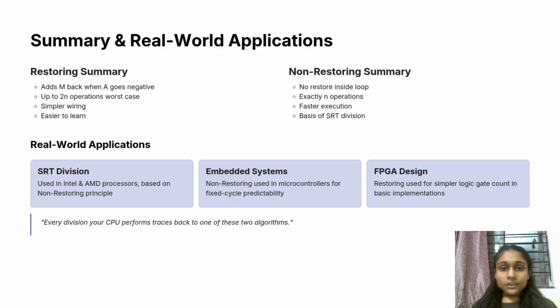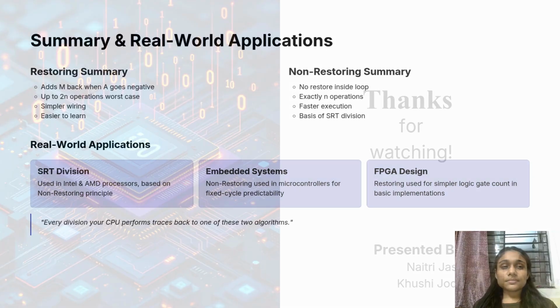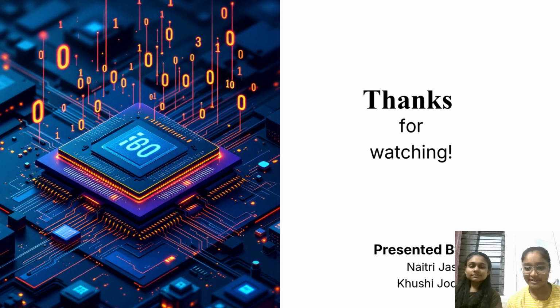To summarize, restoring division is simple but slower due to extra operations. Non-restoring division is faster and more efficient because it avoids restoration inside the loop. In real-world applications, non-restoring division is used in modern processors like Intel and AMD. It is also used in embedded systems and FPGA designs for better performance.